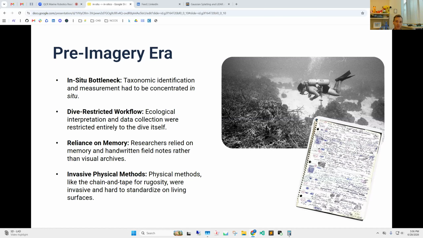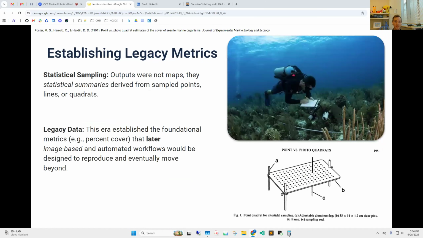Not only that, but there was also a time when methods were a bit more invasive, for example, measuring structural complexity, which we'll talk about a little bit later. But even with these severe underwater constraints, this early period was obviously critical because it helped establish the foundational metrics for the entire field that we still use today. During this time, they weren't attempting to build complete contiguous maps of the reef, which is something that we're doing a little bit more now. That comes later on, obviously.